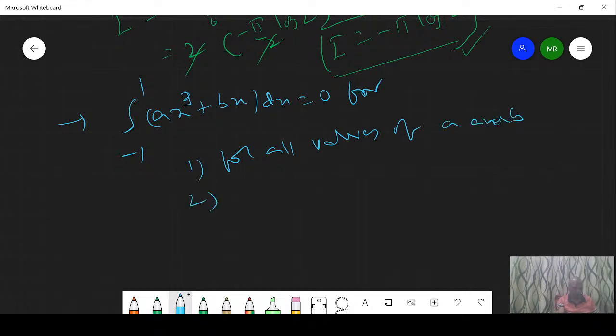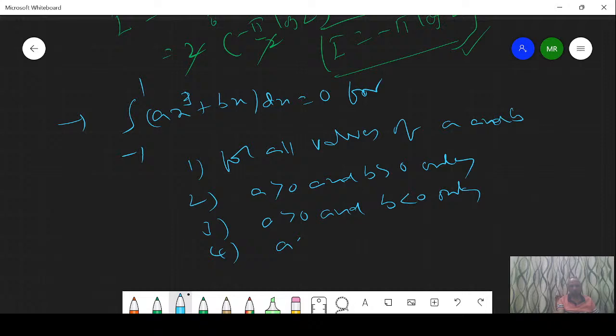The second option says a greater than 0 and b greater than 0 only. The third option: a greater than 0 and b less than 0 only. And the fourth option, both negative: a less than 0 and b less than 0 only. Think which option is right. A very simple problem, because the answer is 0.